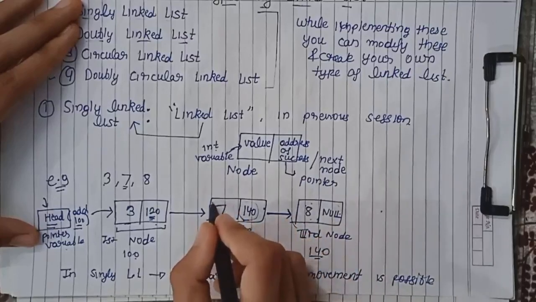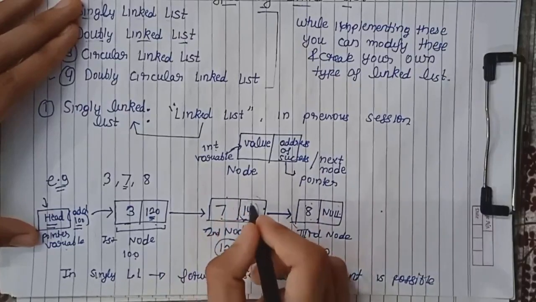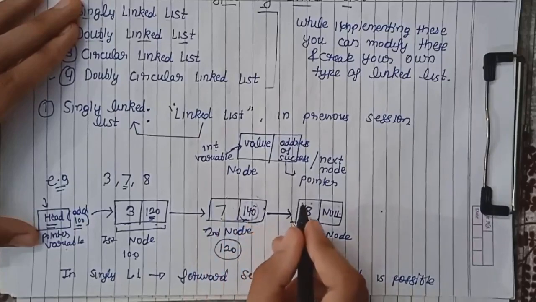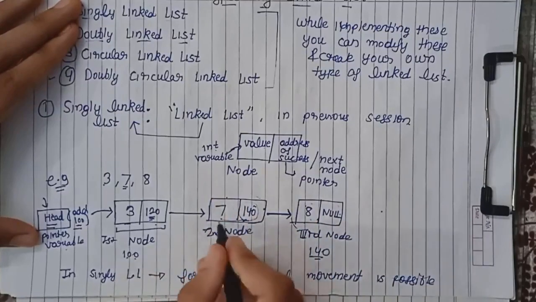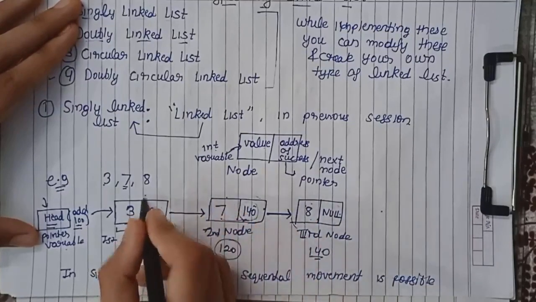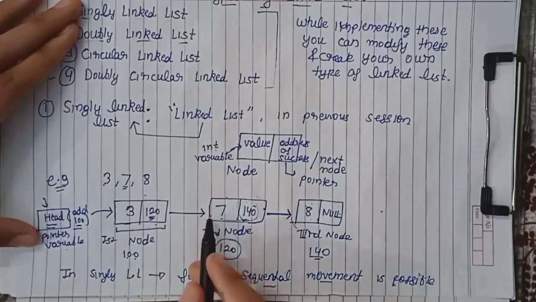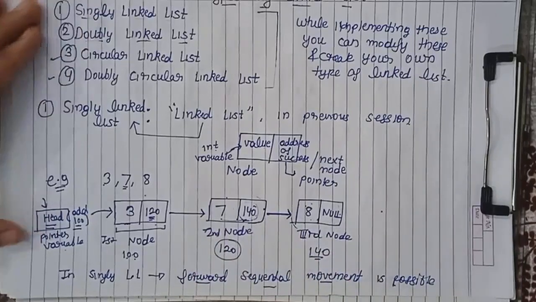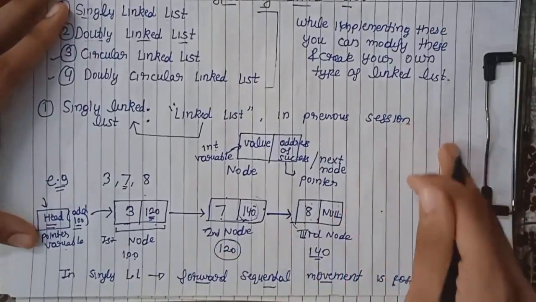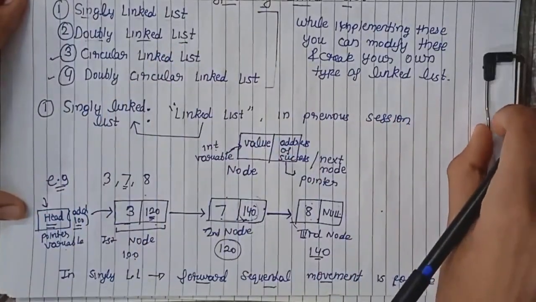But for example, if you are here at the second element, then from this second element, since there is the address 140, by knowing this address you can go in this forward direction. But here address 100 is not there, so you can't go backward. So therefore I said only forward sequential movement is possible, because only the address of the forward member is stored here. So now I hope that this is clear to you. Now let us move on to the second list, which is the doubly linked list.